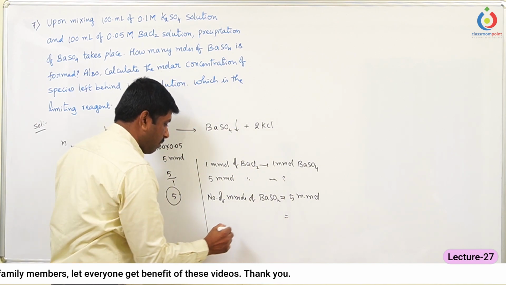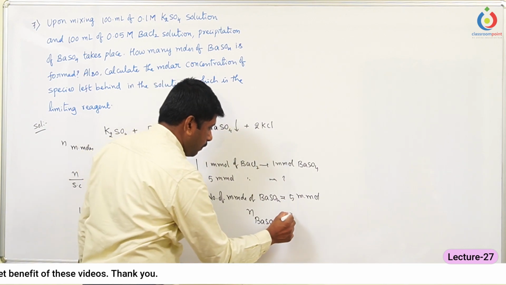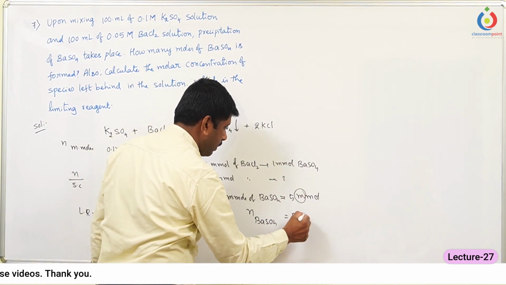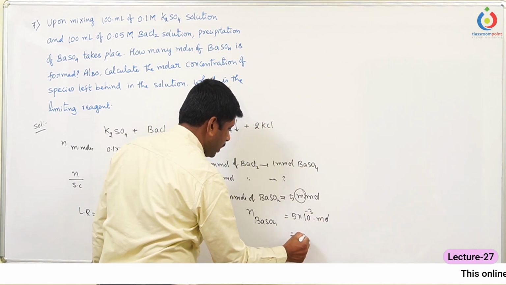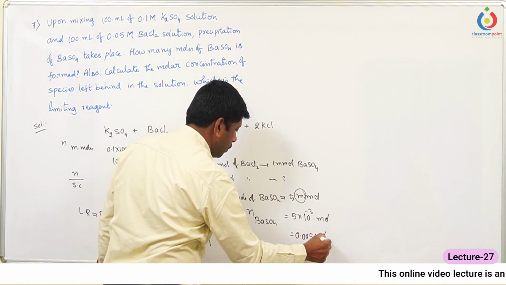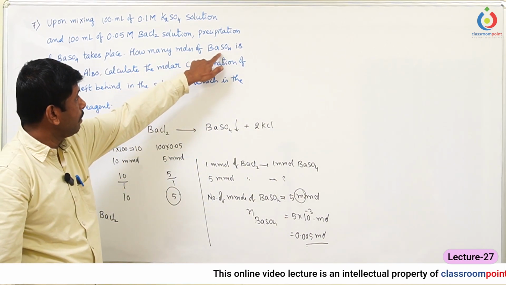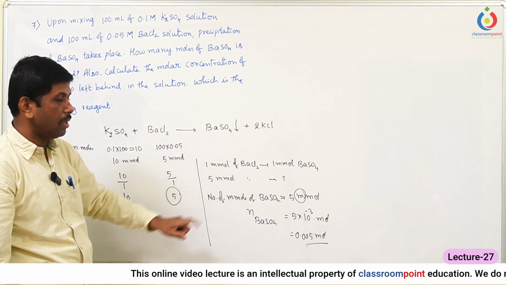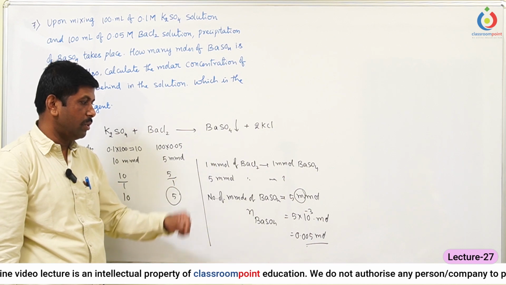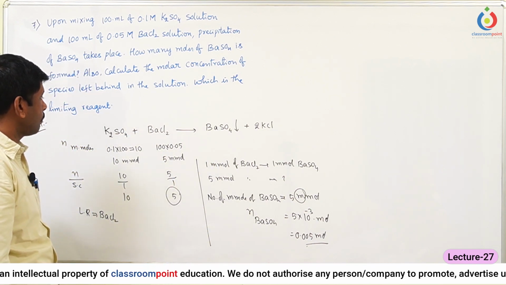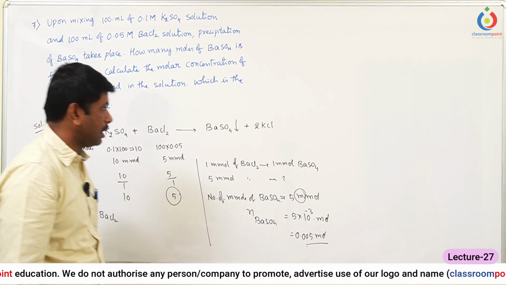So if you want the number of moles of barium sulfate, then 5 into milli, which is 10 power minus 3, into mole. That means 0.005 moles of barium sulfate is produced. So how many moles of barium sulfate is produced? This part is over: 0.005, or 5 into 10 power minus 3 moles of barium sulfate is going to be produced. Now they are asking to calculate the molar concentration of the species left behind.